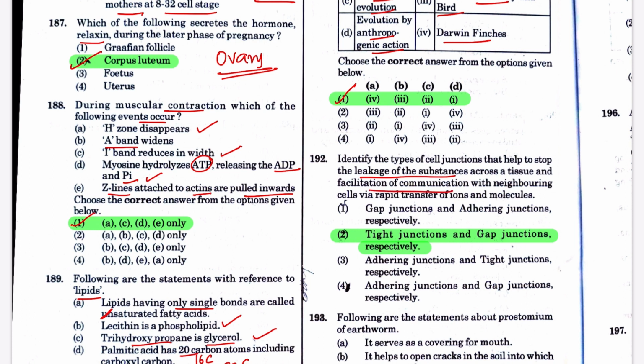Another one is to facilitate the communication between the neighboring cells by transferring ions and molecules. For the first one, leakage of substances can be prevented by tight junction, and the communication between the neighboring cells to transfer ions and molecules can be with the help of gap junction between the cells. So option 2.